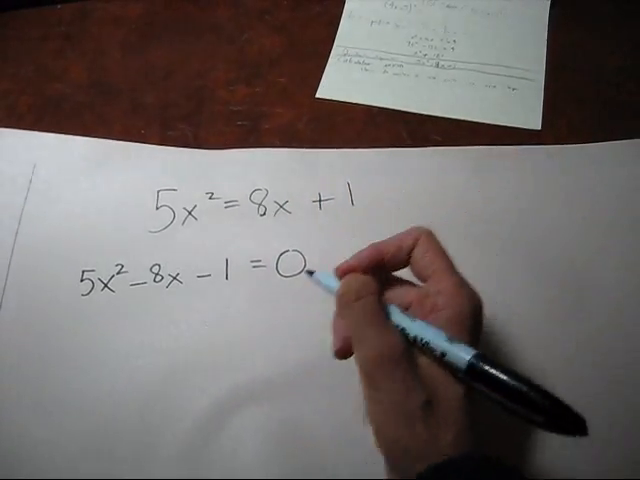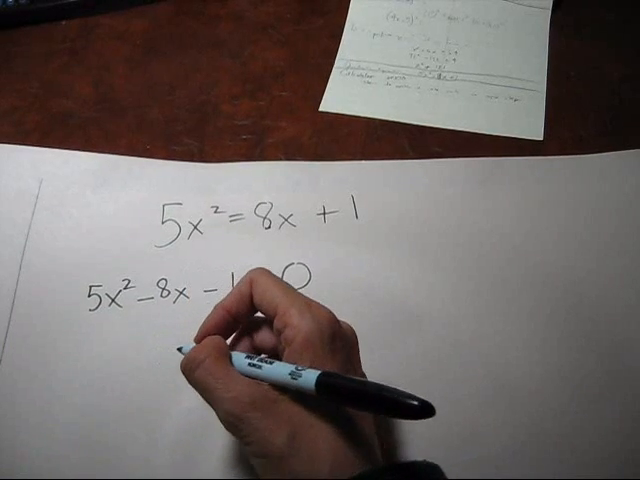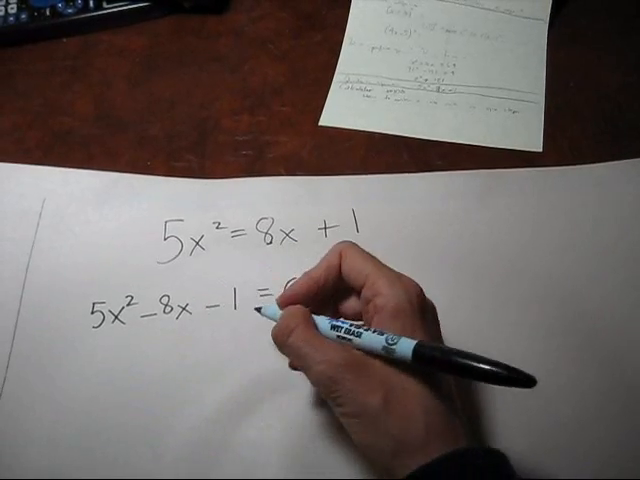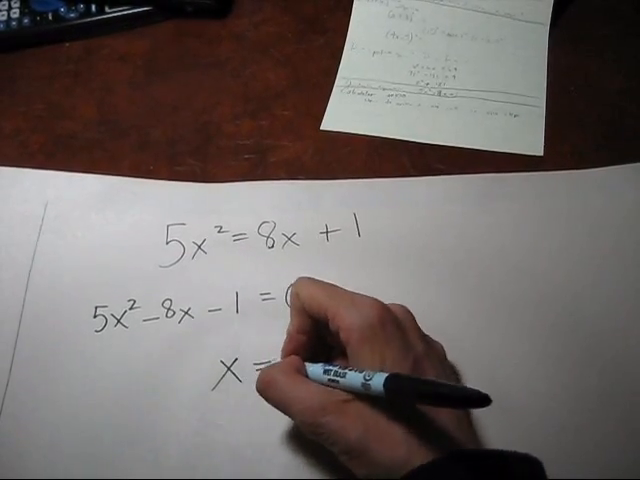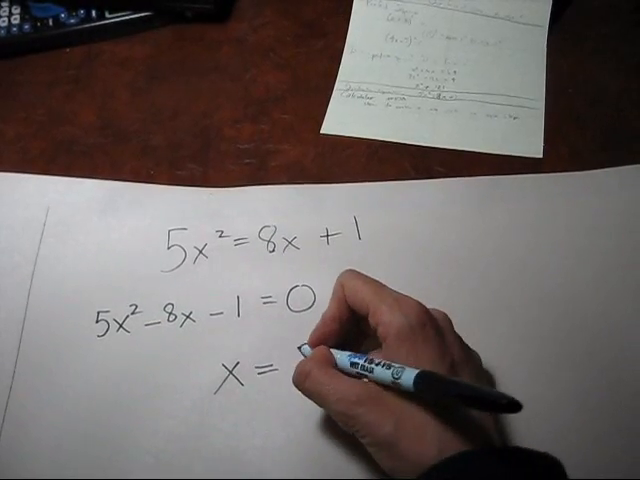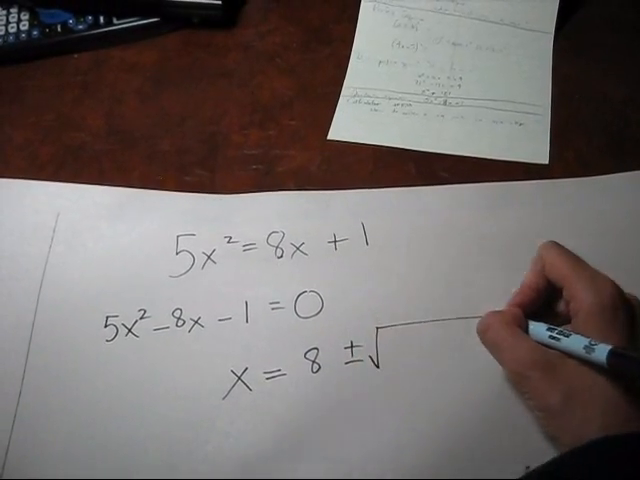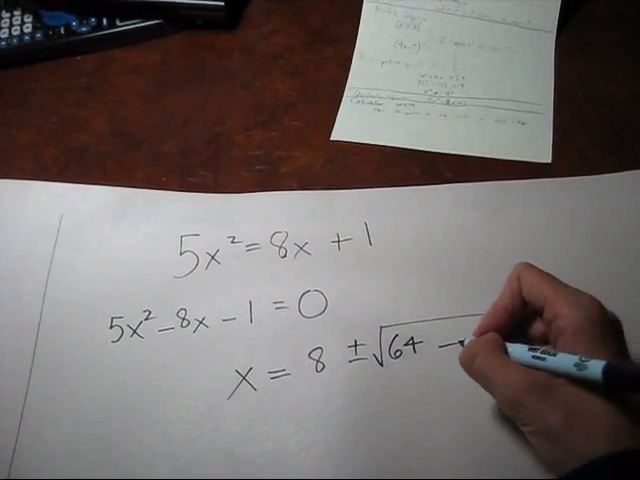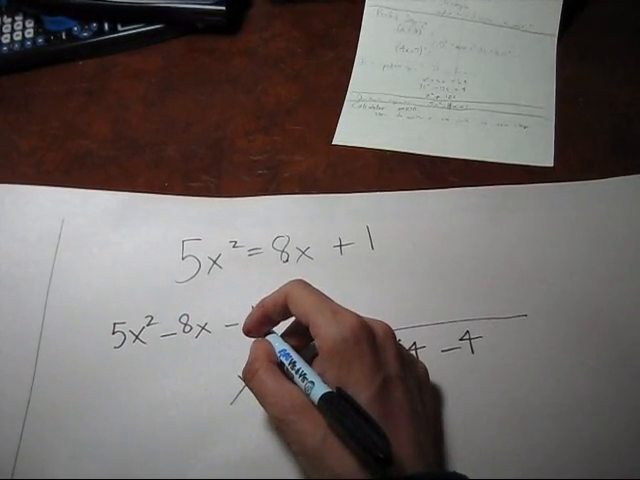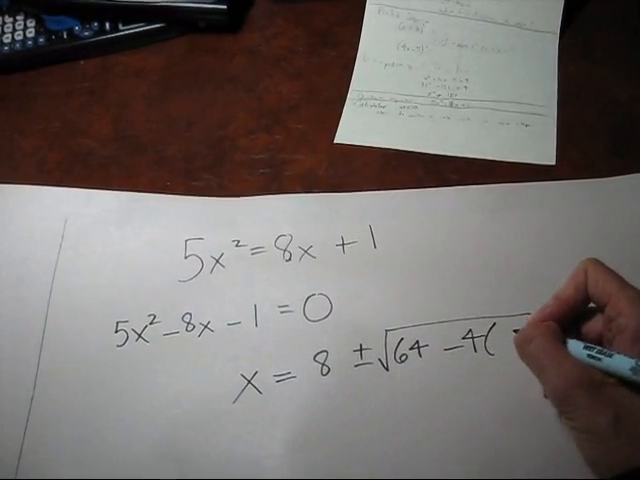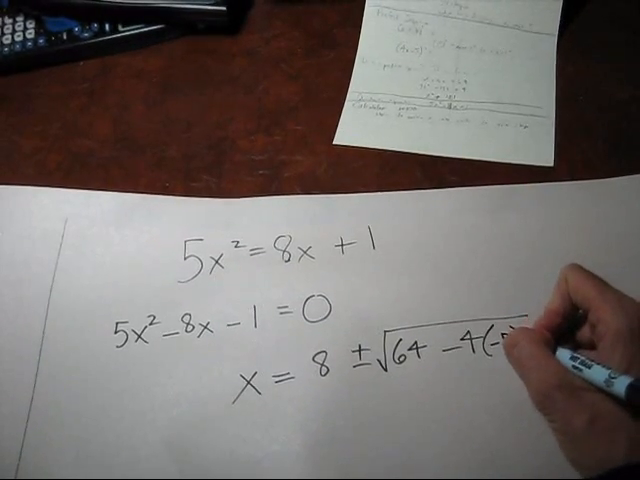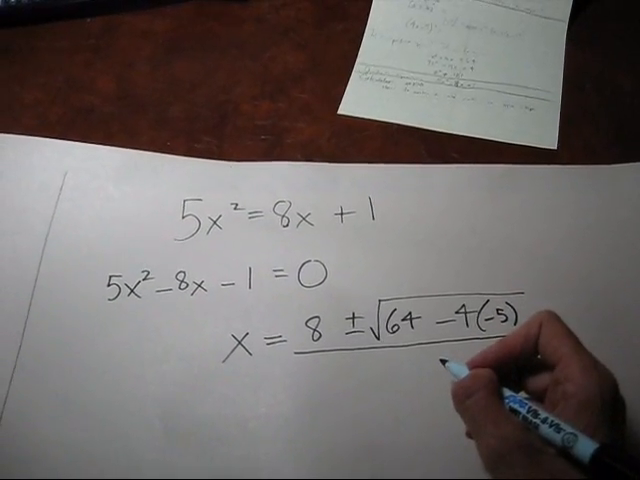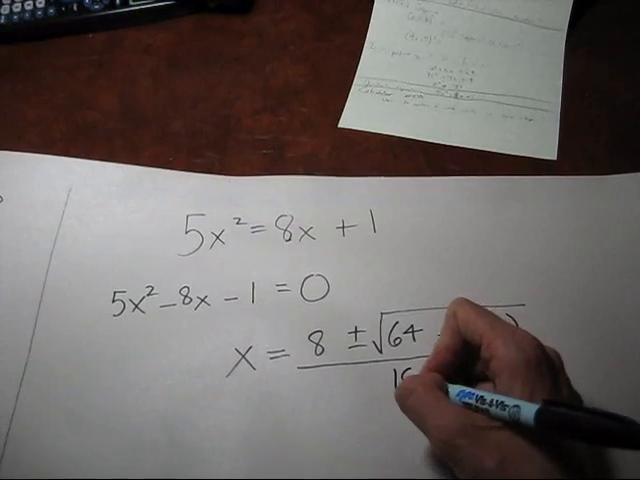Here we are. Now we can use the x equals the opposite of b plus or minus square root of b squared minus 4ac all over 2a, which I really hope you have memorized. Alright, so the opposite of b is going to be an 8 plus or minus square root b squared. That'll give us a positive 64 minus 4. A is 5, c is negative 1, so multiply ac, we'll get a negative 5. And that is all over 2a, so 2 times 5, which is 10.